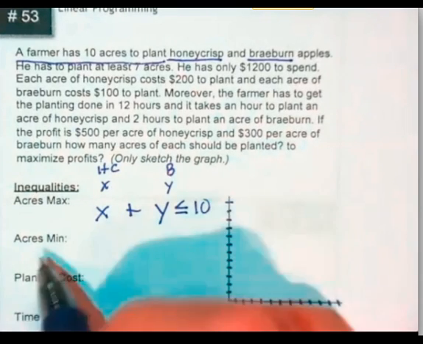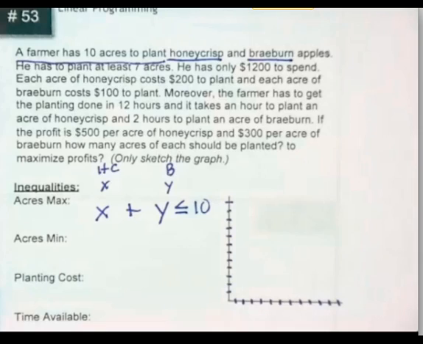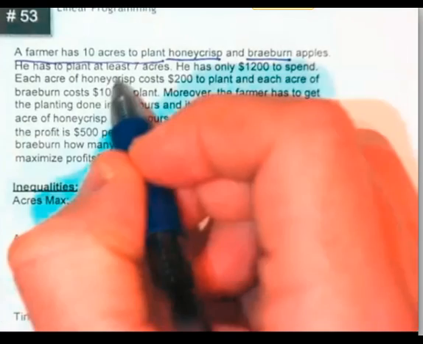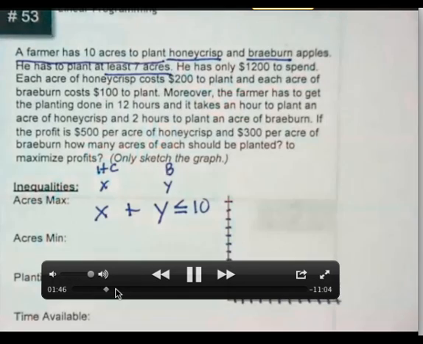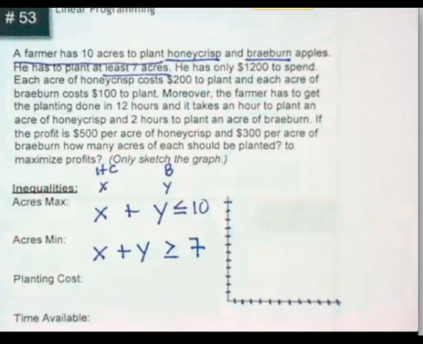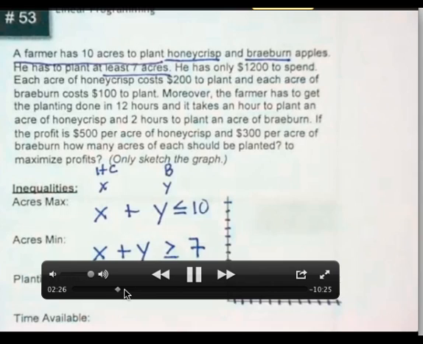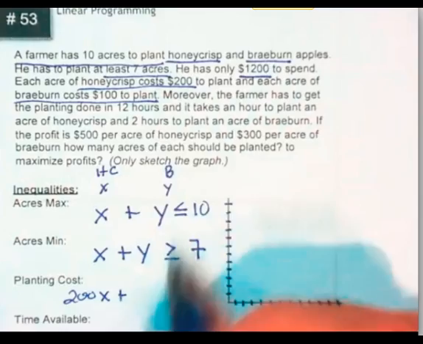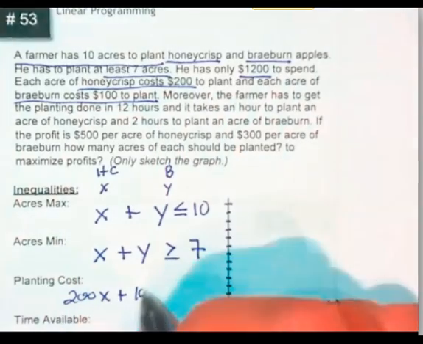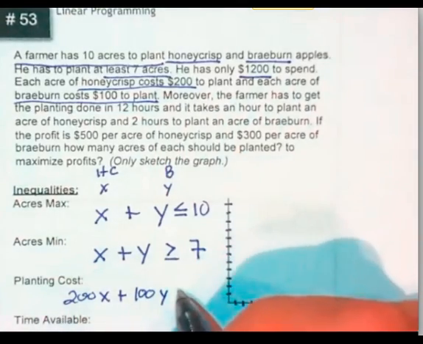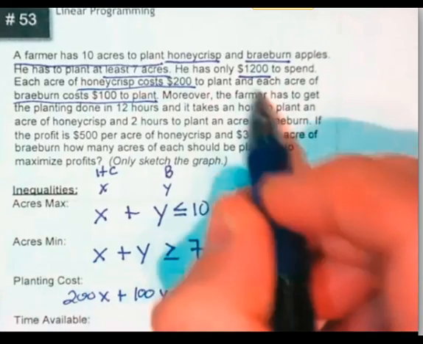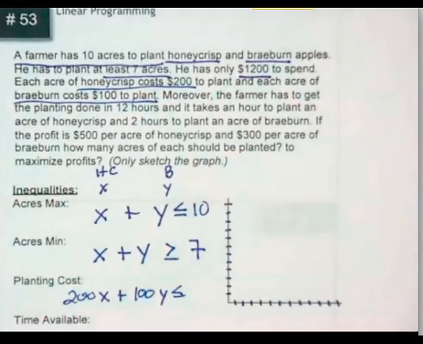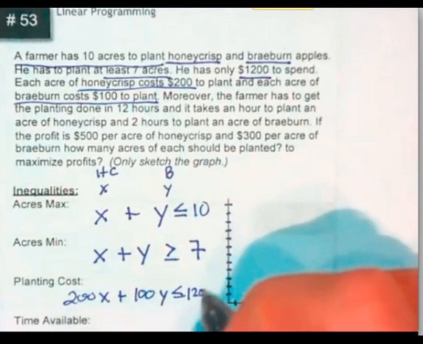Now the second one, you'll notice that there's a minimum also defined in this problem. He says that he has to plant at least 7 acres. That means he cannot plant 5 acres. For the cost, read the problem where it talks about the cost of a Braeburn and the cost of an acre of Honeycrisp and see what that total needs to be, no more than in the problem. That's 200x plus the cost it takes to plant each Braeburn. That would be 100y, and that total cost cannot exceed $1,200. He doesn't have more than $1,200 to spend, so you need to put $1,200 right here.